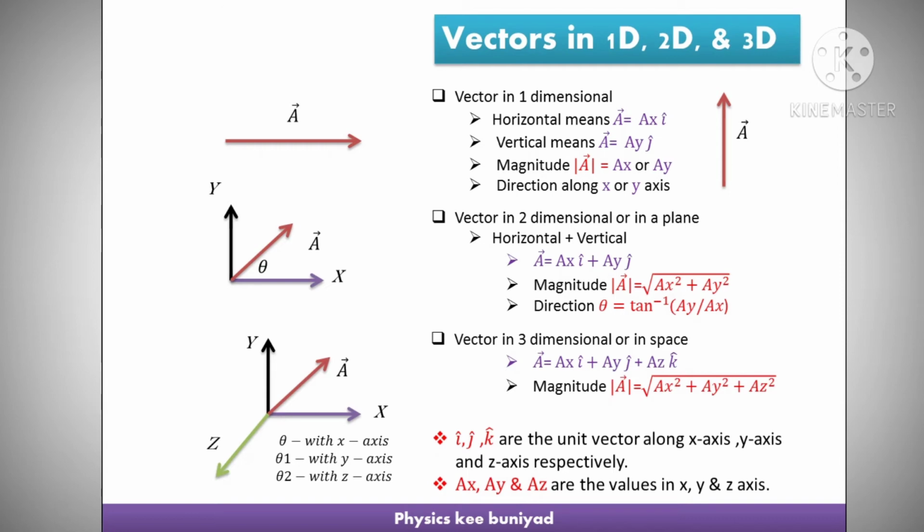Now if we talk about the magnitude of vector a, then we will write magnitude of vector a equal to the square root of ax square plus ay square plus az square. And I already told you i cap, j cap, k cap are the unit vectors along different axes like the x axis, y axis and z axis, and ax, ay, az are the values along the x axis, y axis and z axis. So this is the basic representation of a vector in different planes and their magnitude and their direction in different dimensions.